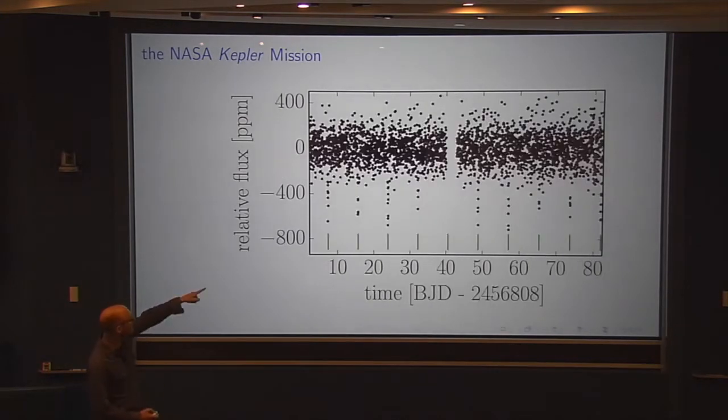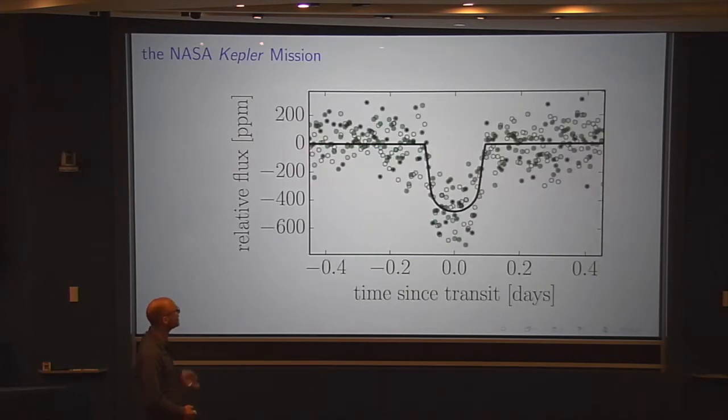And then if you take these data and you fold them on this period, you mod it with this period, it looks like that, and you can see the dip. And it's actually got a shape, and we can actually see some aspects of that shape, although these data are very noisy here. Well, not very noisy, these are very low noise.